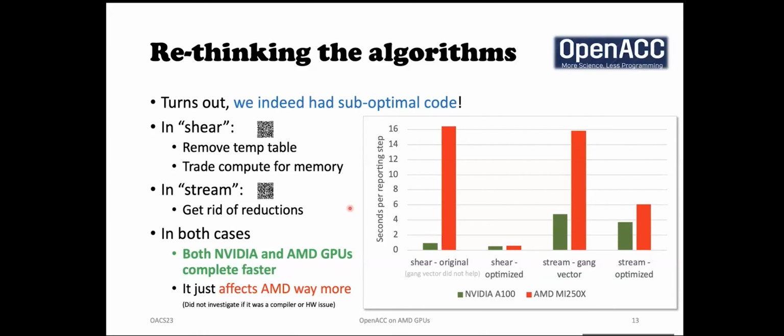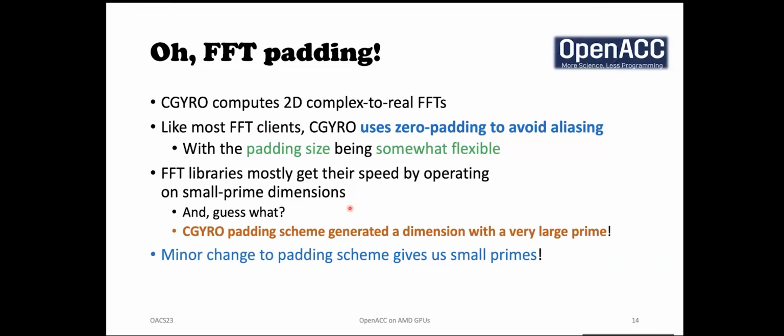Now, there was still one piece, and that was FFT, and that is an external library. So I was stuck on that for a while because I said, that's an external library. Why is computing FFT on the AMD GPU so much slower? All the things that AMD published claim that FFT should fly on their GPUs. Well, turns out we were doing something stupid again. For those who know FFT, you know that when you do two-dimensional FFT, you often do zero padding to avoid aliasing. And that padding is somewhat flexible. And we were just doing it in a stupid way.